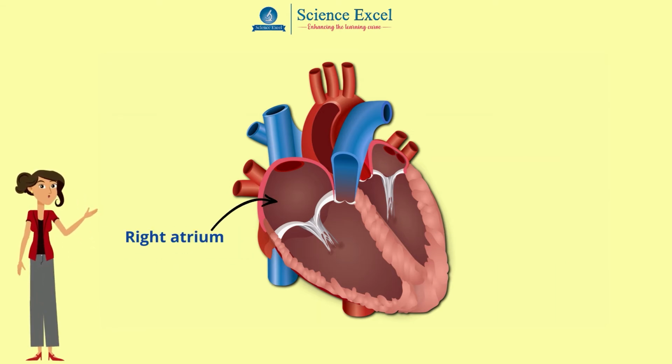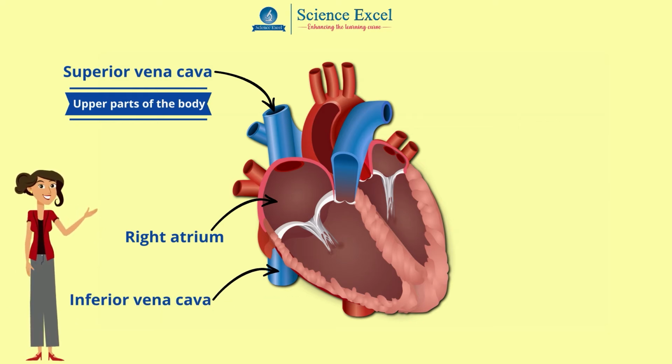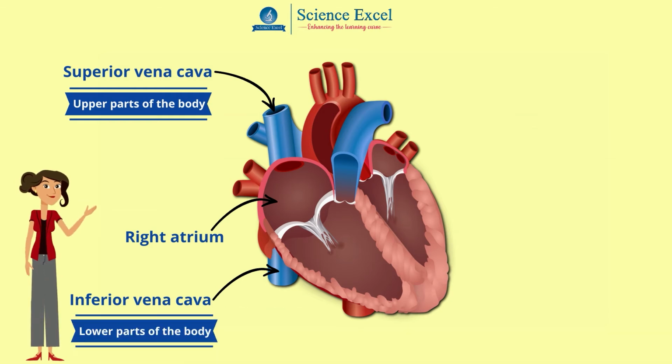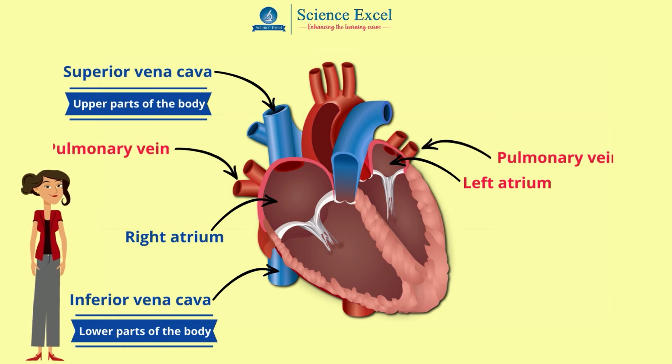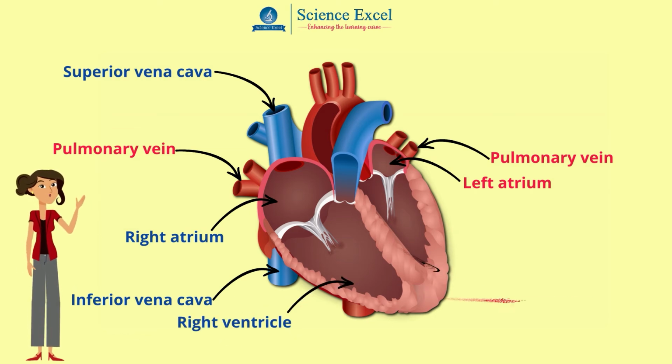The right atrium receives deoxygenated blood from the different parts of the body through the two veins, the superior vena cava, which brings in blood from the upper parts of the body, that is, head, chest and arms, and the inferior vena cava, which brings in blood from the lower parts of the body, that is, the abdomen and the parts of the body from hip to toe, while the left atrium receives blood from the lungs through the pulmonary veins.